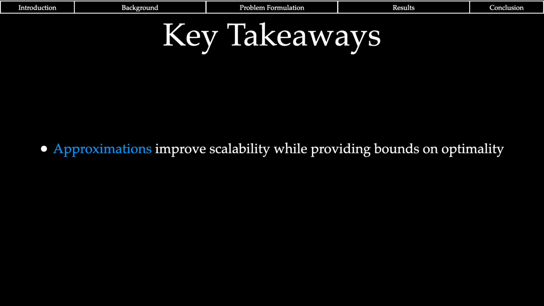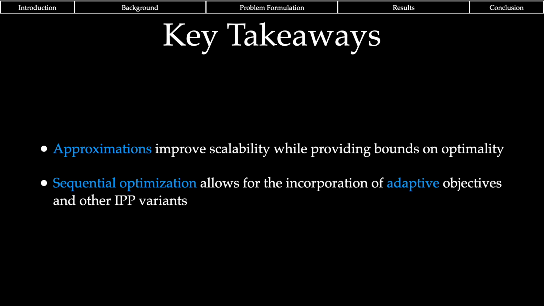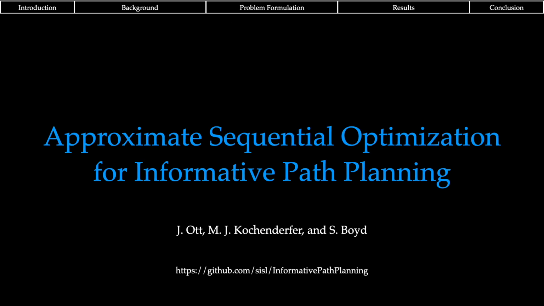So the key takeaways here from this work are that these approximations improve scalability while still allowing for these bounds on optimality. And this sequential optimization allows us to also incorporate adaptive objectives and other variants of the informative path planning problem. So we demonstrated the efficiency of our method in larger graphs, showing that we can produce these solutions on graphs with more than 4,000 nodes and 15,000 edges within a few seconds.